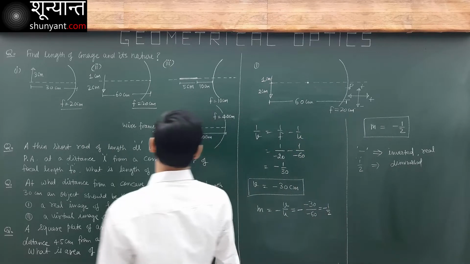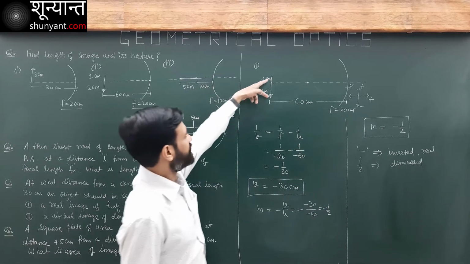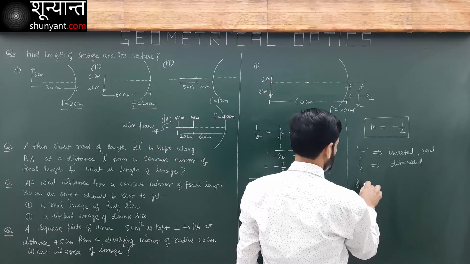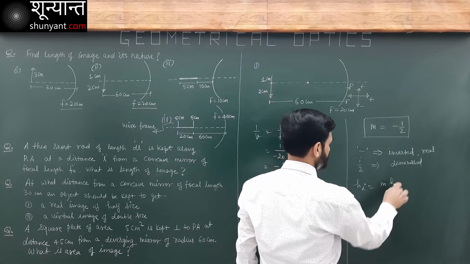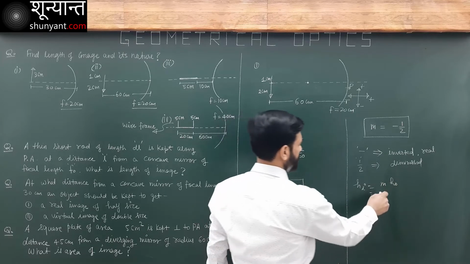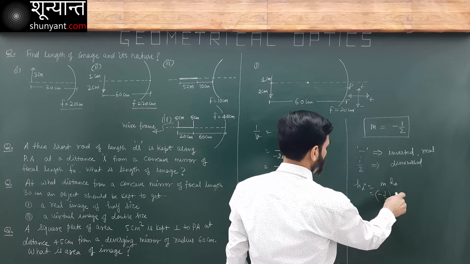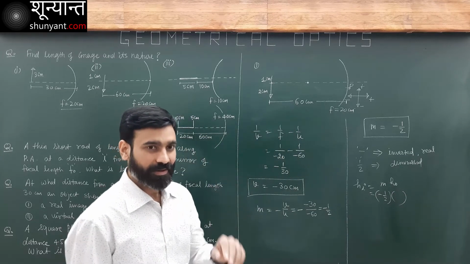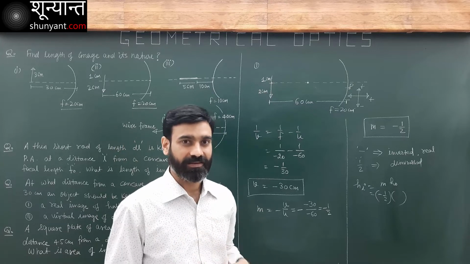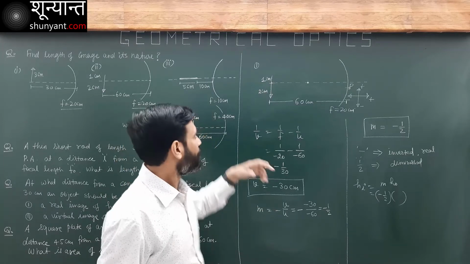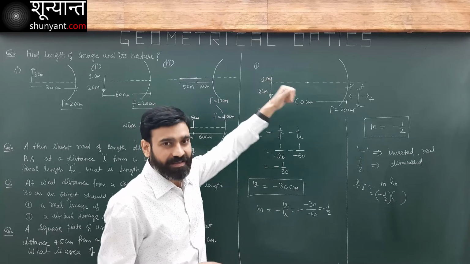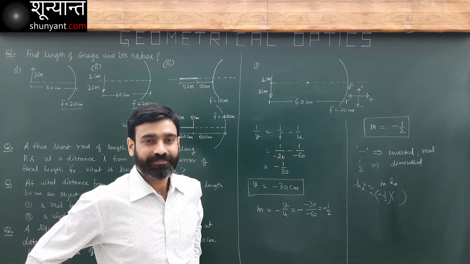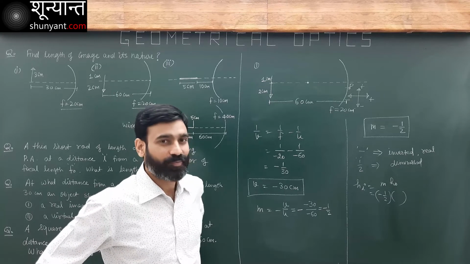What is the object size? Total size is 10 centimeter. It is going to be inverted. Height of image is magnification times height of object. Now this is minus half times the height of the object. So the image is going to be inverted and it is going to be half size. Total height is 3 centimeter. So can I say that it is going to be half of that, 1.5? Can we say that it is going to be 1.5?